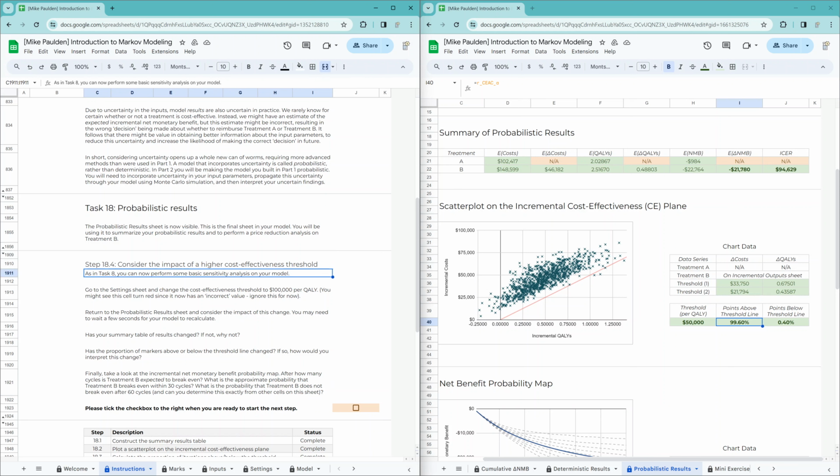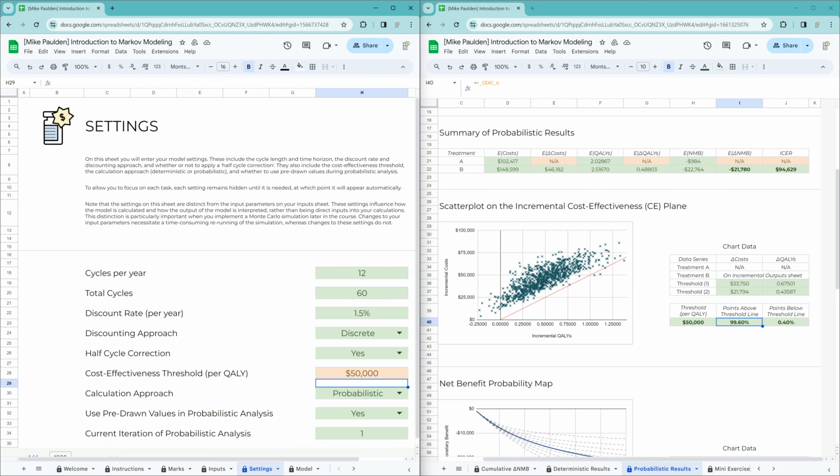You can now perform some basic sensitivity analysis on the model. Go to the settings sheet and set the threshold to 100,000. So I'll do that on the left. And take a good look at the screen on the right, see what happens as soon as I make this 100,000. We'll need to recalculate quickly, and then notice how the threshold now cuts through the middle of these. So 45% are above and 55% are below.